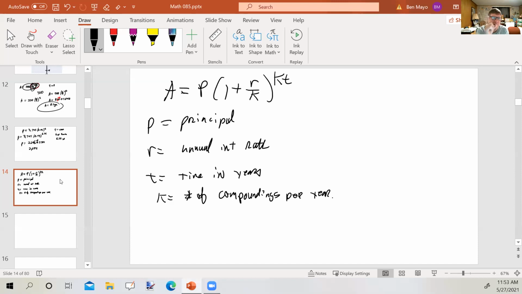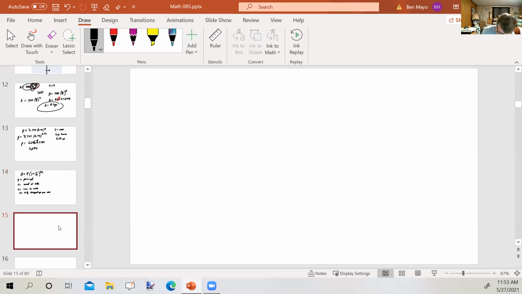If it's annually, K is 1. If it's semi-annually, K is 2. If it's quarterly, K is 4. Monthly, K is 12. I guess I'd have to hold up some toes. Daily, 365, etc., etc. Okay, so using this formula, A equals P times 1 plus R over K to the KT power, we have the following scenario.